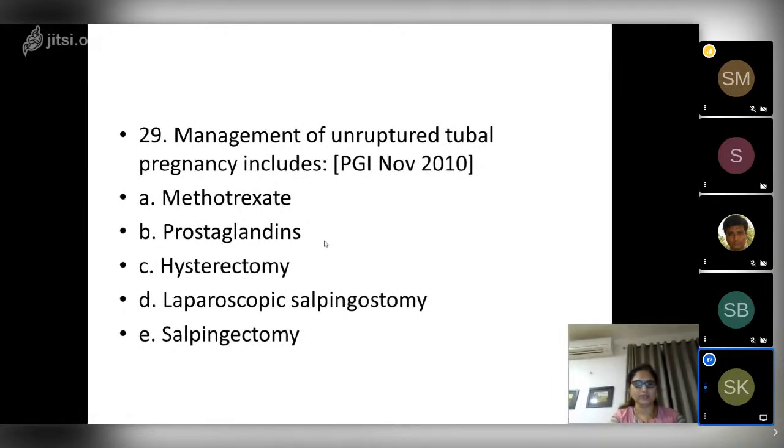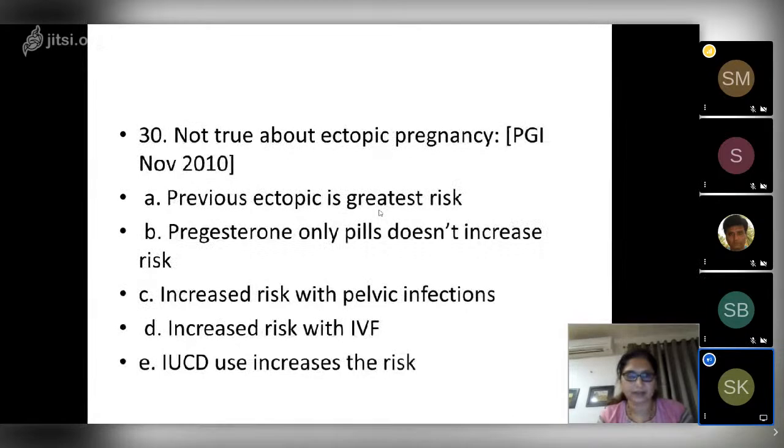As I mentioned, salpingostomy is where we take a linear incision on the tube, open up the tube and drain out the ectopic tissue and then suture it back. So in case of an unruptured pregnancy, we can go ahead with salpingostomy. So these three options, that is methotrexate, prostaglandins and laparoscopic salpingostomy, are the right answers for this question. Clear to all of you? Yes, ma'am. Next one.